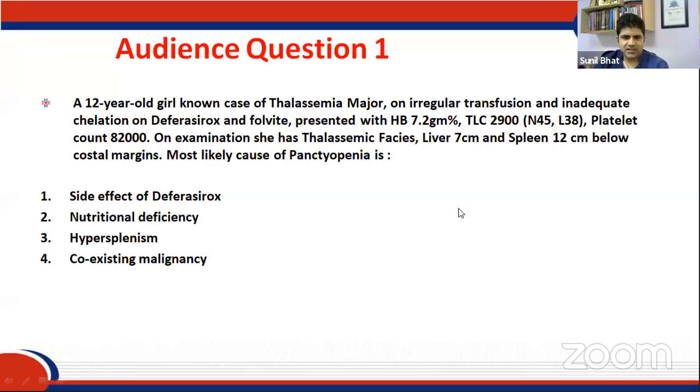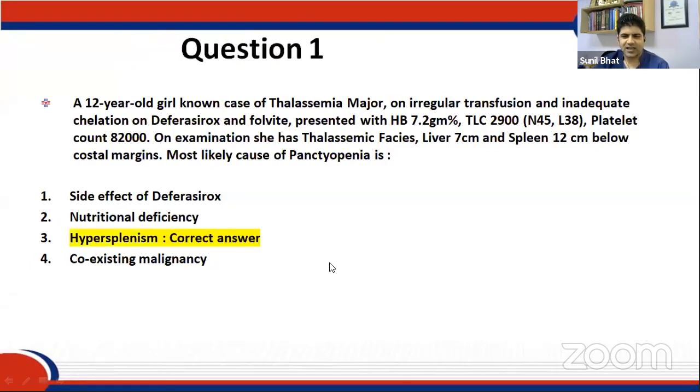So if I see 80% of the audience has correctly answered this, hypersplenism, that's a correct answer. Deferoxamine, usually deferiprone or deferasirox, can give rise to cytopenias, but deferoxamine usually doesn't.